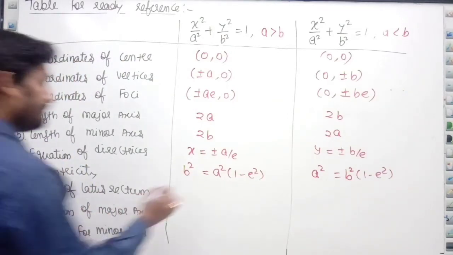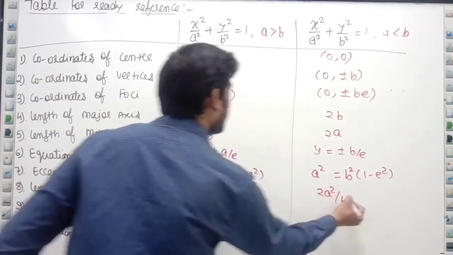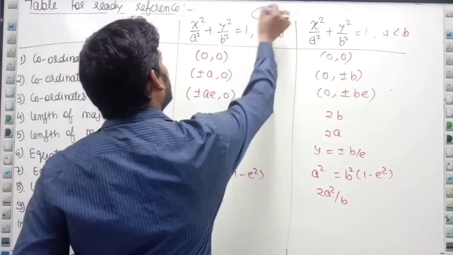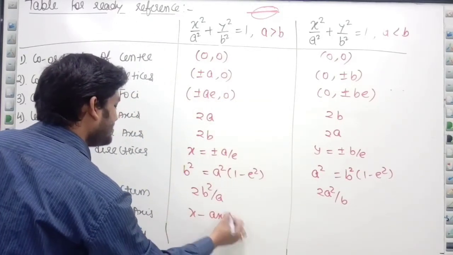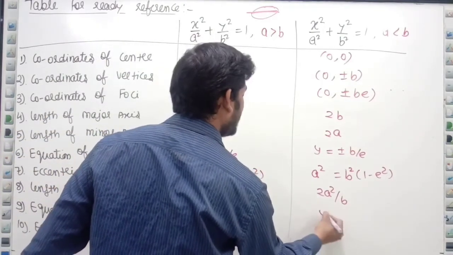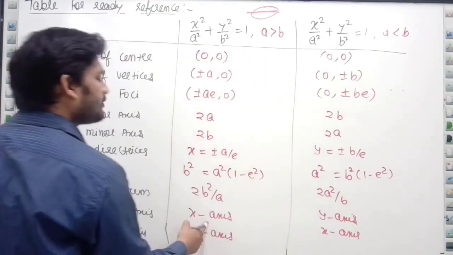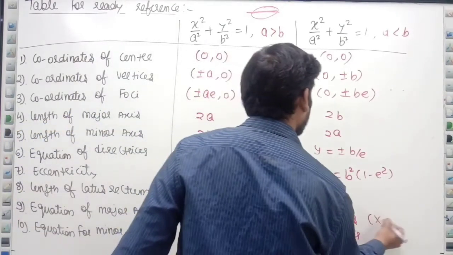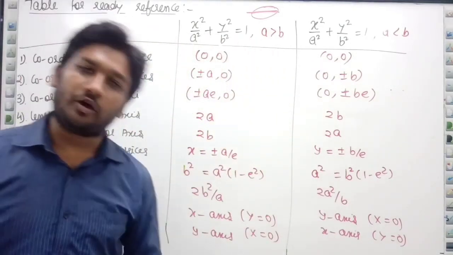Length of latus rectum 2b square upon a, here 2a square upon b. Equation of major axis. In the horizontal ellipse, here major axis is x-axis. You can say this is x-axis, this is y-axis, right? And equation of major axis in the second case is y-axis, and minor axis is x-axis. Now when we talk about equation of x-axis, y equal to 0, equation of y-axis, x equal to 0. So these terms are very important for all the formulas.